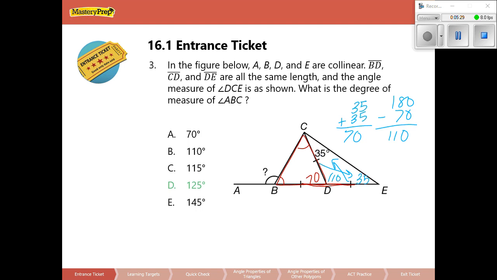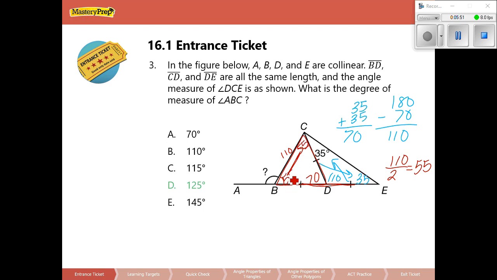Well, they all add together to be 180. If that's 70, these two here have to add together to be what? 110, because that's how we got 70. And they're both going to be the same, so what we can do is take 110 divided by 2, which is 55. Okay. So that angle there is 55.